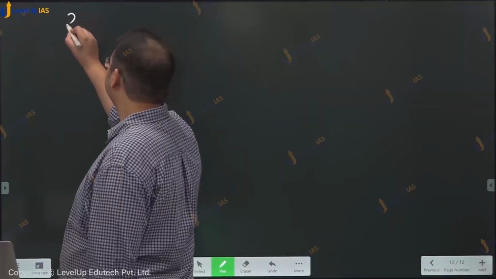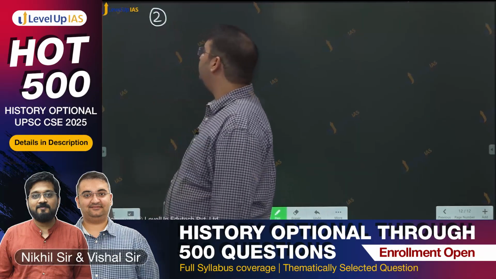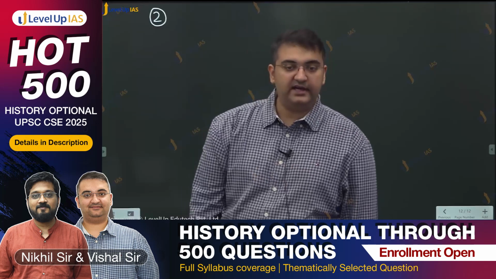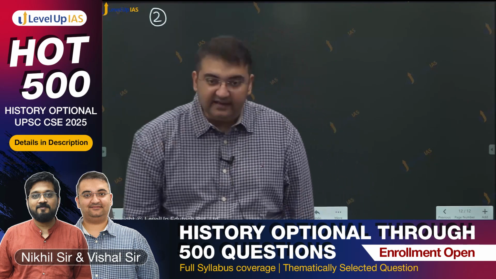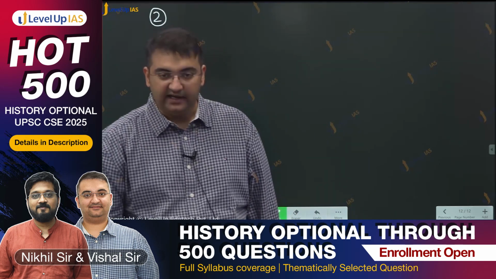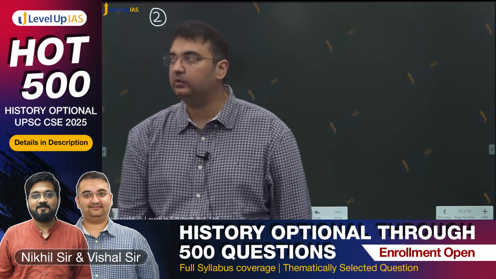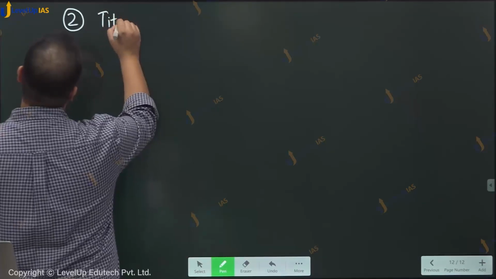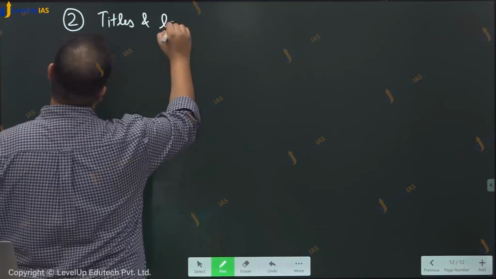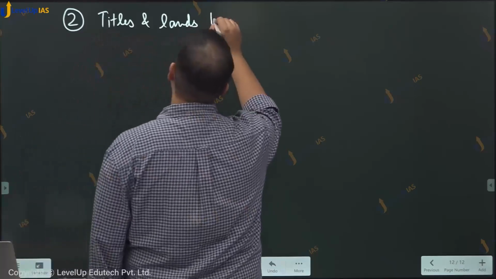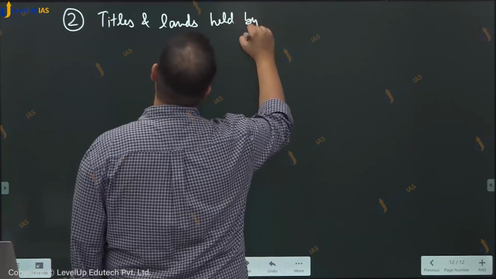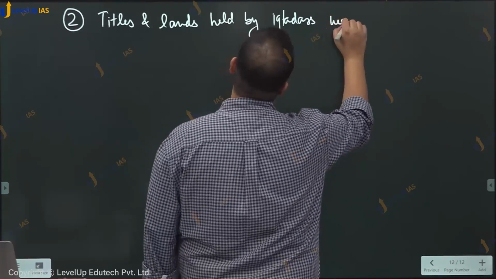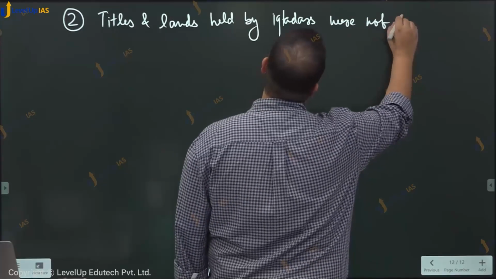Secondly, while it is true that the Iqtadars enjoyed vast powers and exalted titles, were they hereditary in nature? ये टाइटल्स और लैंड्स क्या हेरिडिटरी होते थे? नहीं होते थे. तो titles and lands held by iqtadars were not hereditary.